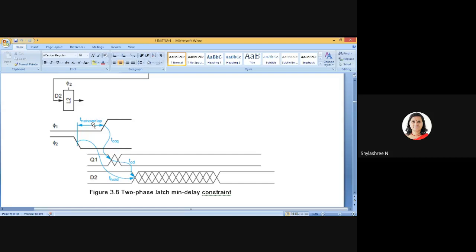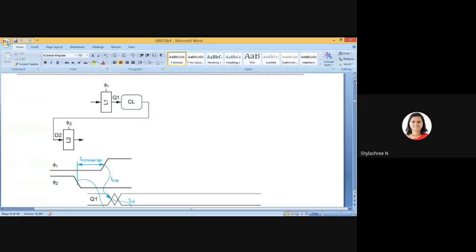As the edges are separated by T non-overlap, the minimum logic contamination delay through each phase of the logic will be what? Because there are two latches, there are two latch clocks, that is phi 1 and phi 2. So the equation is: TCD1, TCD2 should be greater than or equal to T hold minus TCCQ, that is clock to queue contamination delay, minus T non-overlap. That gets added because edges are separated by T non-overlap.